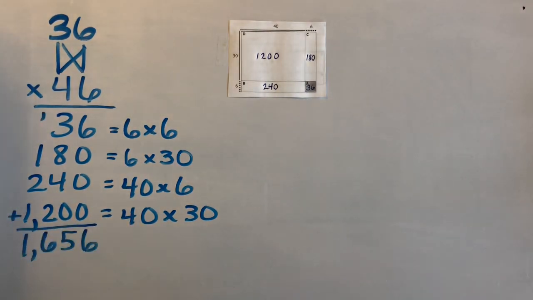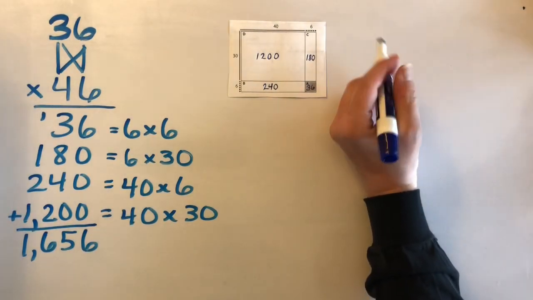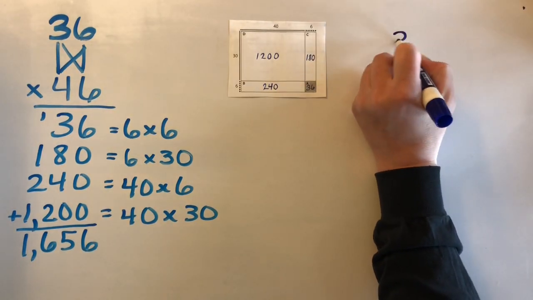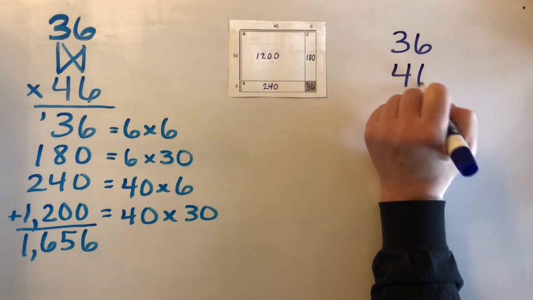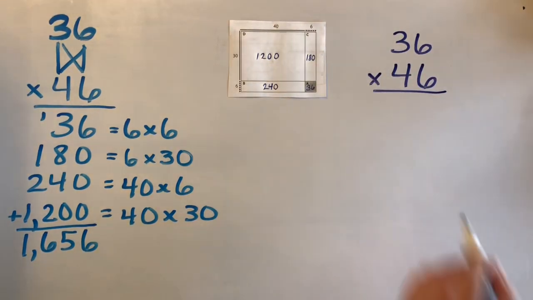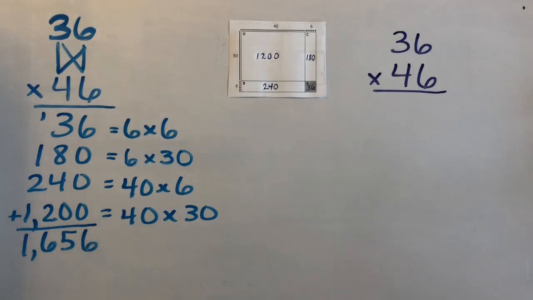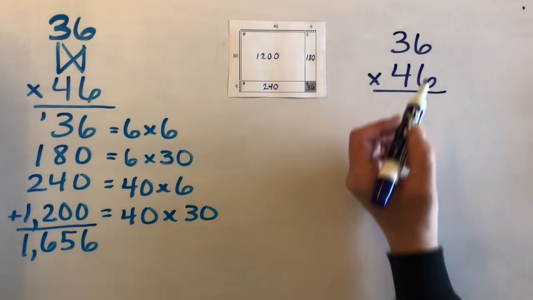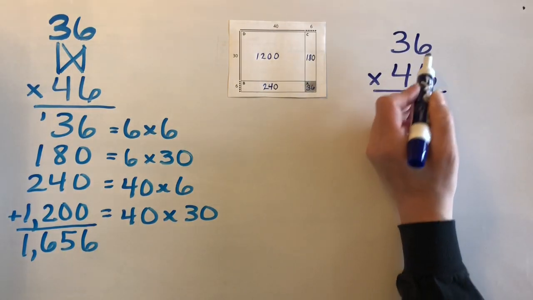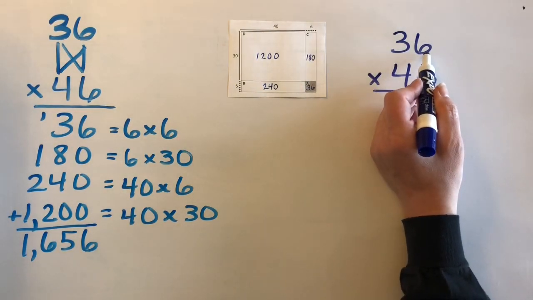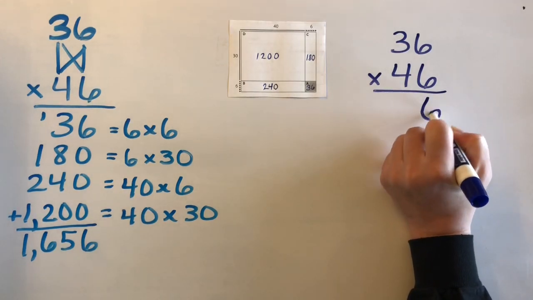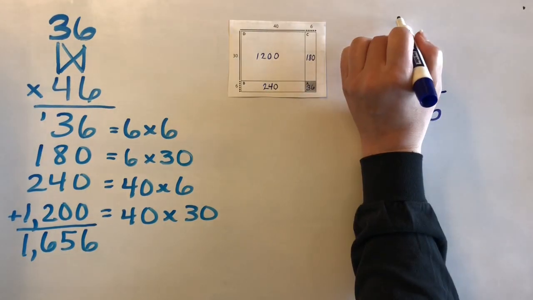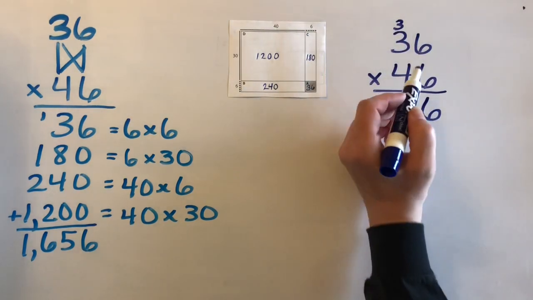Now, when we do the standard algorithm for multiplication, it looks a lot simpler or smaller. So I'm going to rewrite this problem with no gap this time. So I have 36 times 46, and I'm going to go through the steps with you. So first of all, we do the same thing. 6 times 6 is 36. But instead of writing the whole number 36 down, we bring down the 6, and the 3 goes back in the 10 spot, just above.